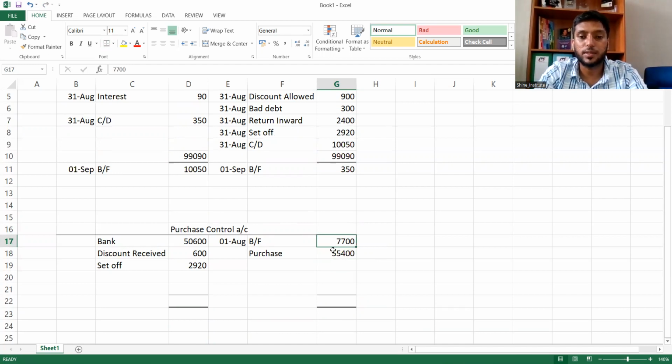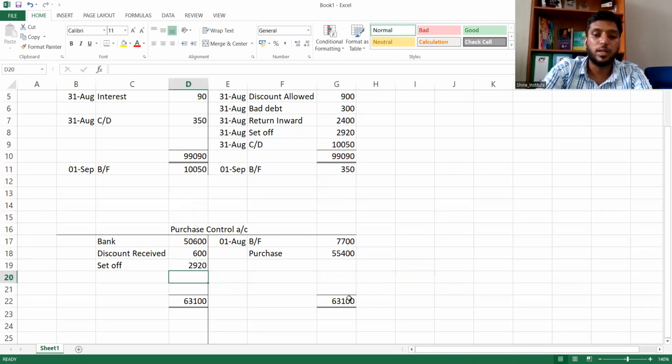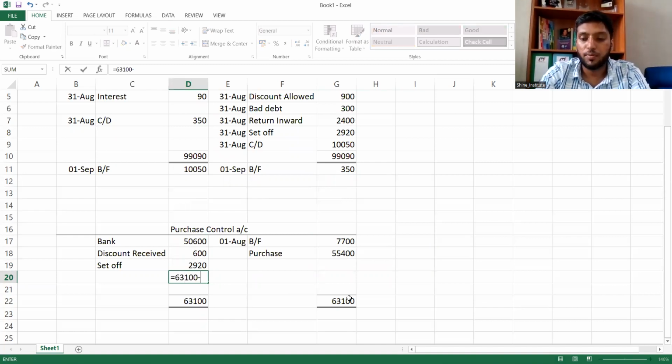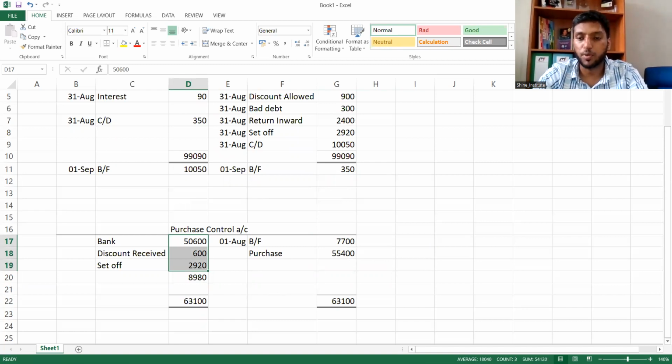So now I'll take the total balance of 7,700 plus 55,400. I'm having a 63,100 balance on both sides. Okay, so I'm going to deduct the credit side balance to know the overall balance of my sum. Here on my debit side, I'm having a 54,120. So I'll take 63,100 and 54,120. How did I get the 54,120? I added 50,600 plus 600 plus 2,920. I got 54,120. So I took the 63,100, deducted the 54,120 to get a balance of 8,980. So that's the carried down balance.